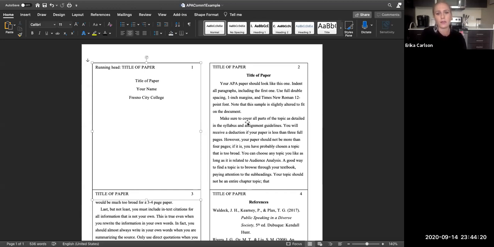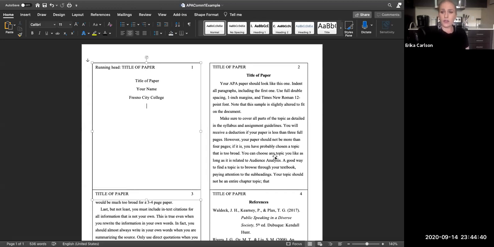You're going to want to cover all parts of your topic detailed in the syllabus and in the assignment guidelines. And you're going to receive a deduction if your paper is less than 3 full pages. And if it's more than 4 pages, you will also receive a deduction.